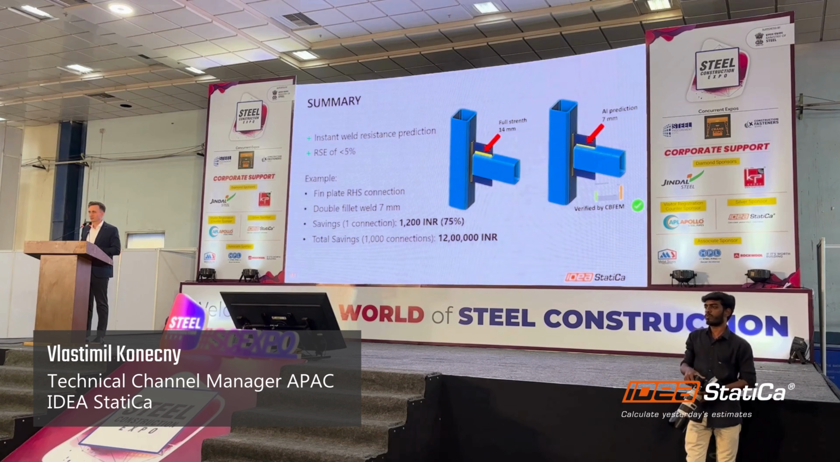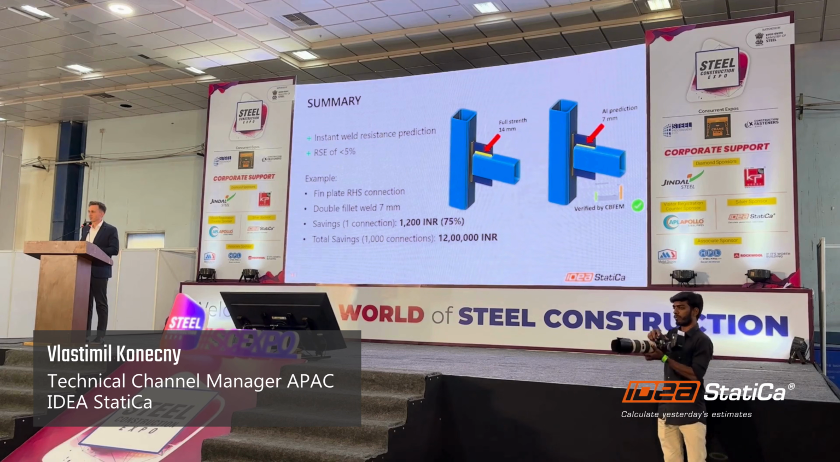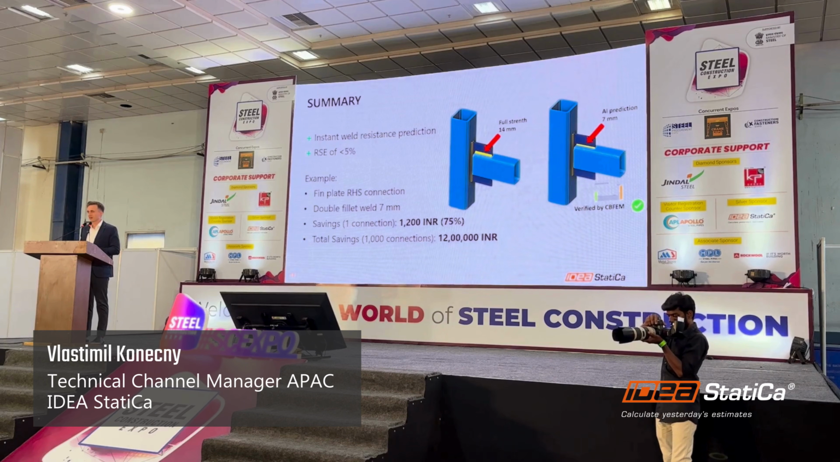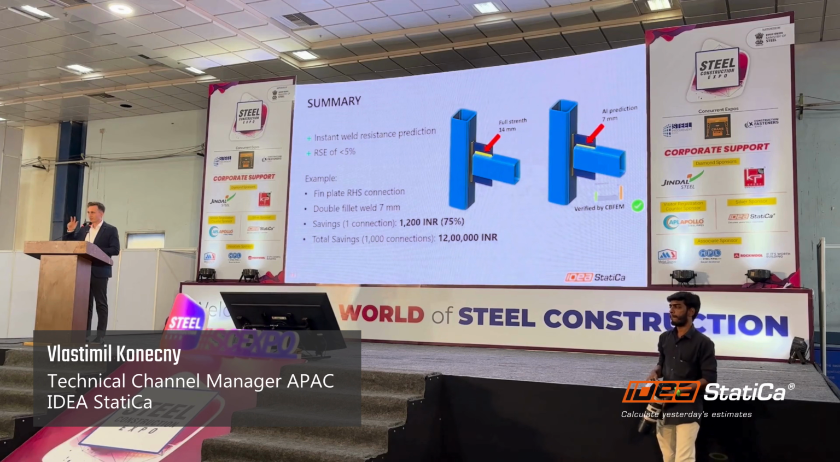By reducing the weld from 14 mm to 7 mm, you may save up to 75% of the initial cost, considering labor cost, material, everything it should consider. So we may save up to 1,200 rupees on one simple connection.